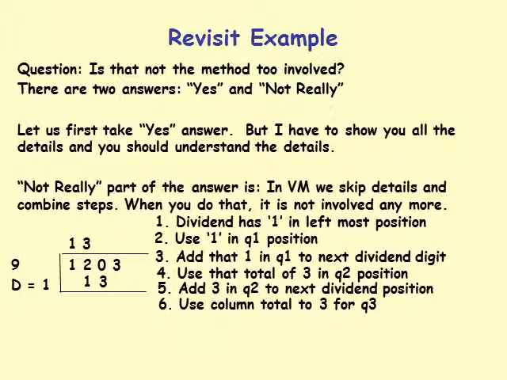Okay, let's continue. Now I have a total of 3 in here. That's this 3. 0 plus 3 is 3. I'm going to use that for Q3. So I have my third digit in quotient as 3, and that was 0 plus 3.